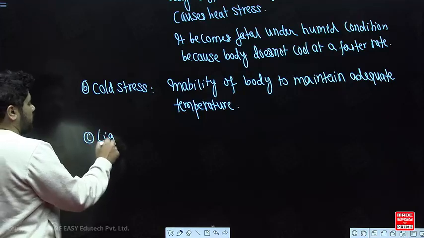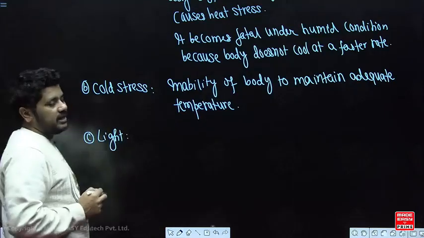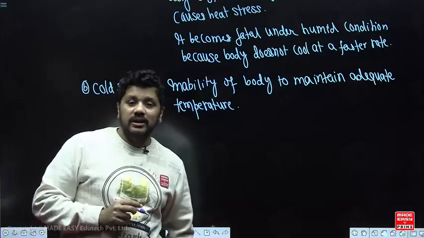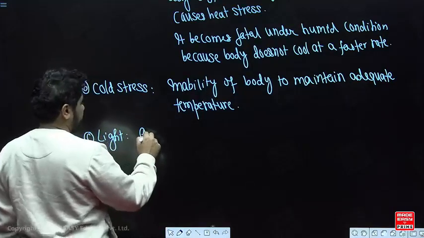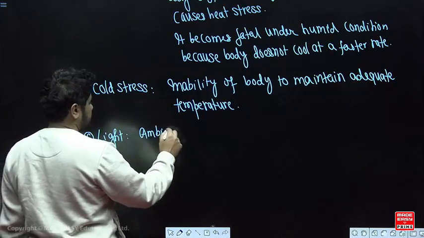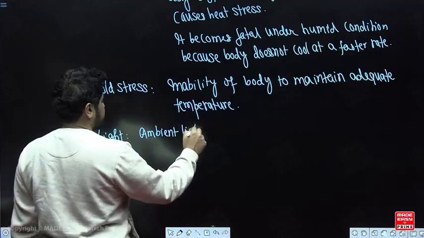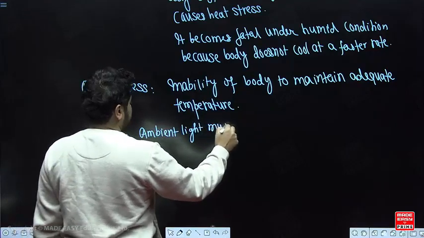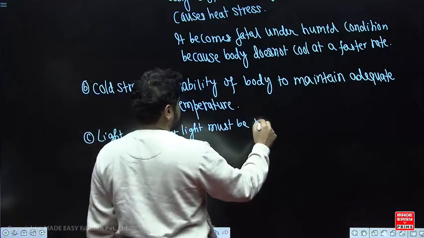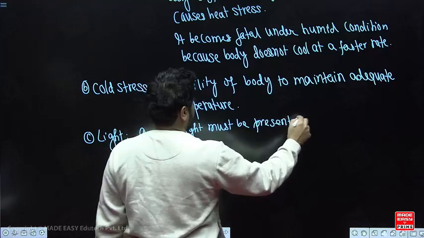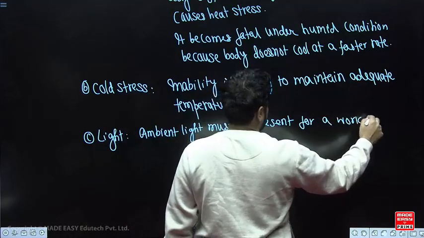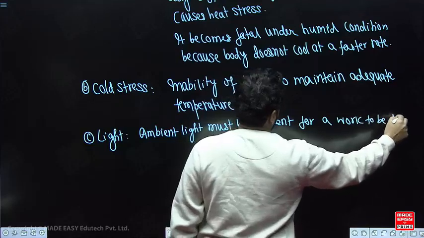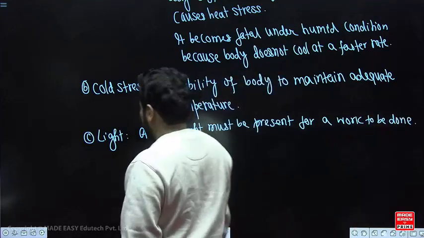If the light is not proper in the workstation or in the environment, you cannot do work, otherwise it will stress your body, isn't it? So ambient light should be there. Ambient light must be present for work to be done, है ना. आप अंधेरे में कोई काम भी नहीं कर सकते, राइट.